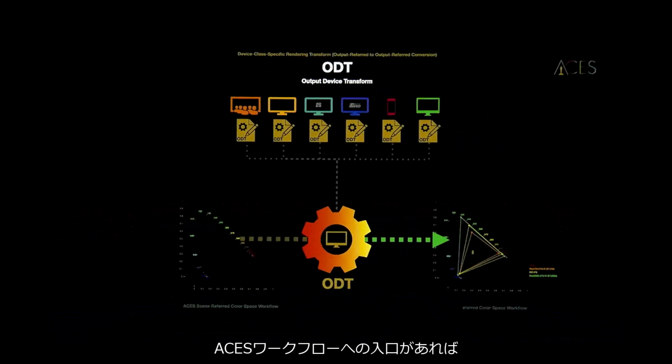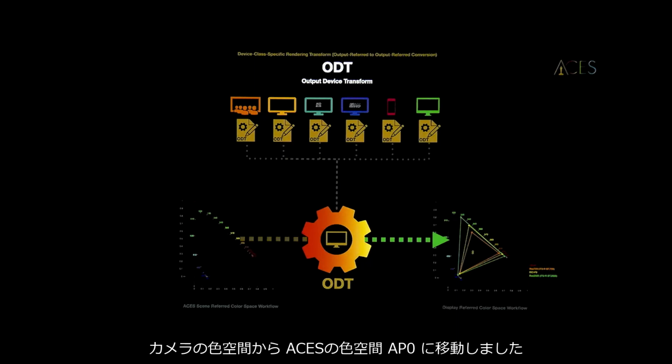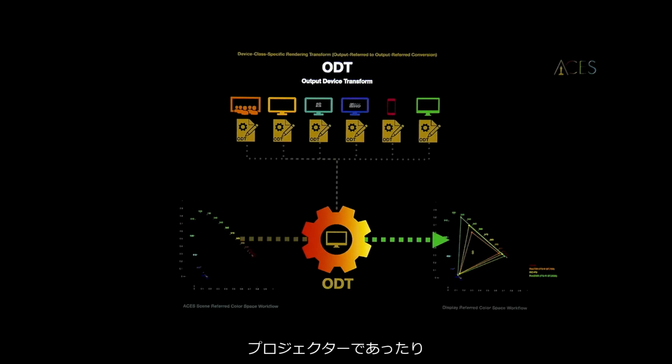Then let's go for the next one. If we have the one to enter, now let's go to the end, the one to exit. So we went from the camera color space into the ACES color space, AP0, remember? So now what you need is to go to a certain screen. It can be your monitor, it can be a projector, it can be the iPad of the director because he wants to watch that, or your phone.